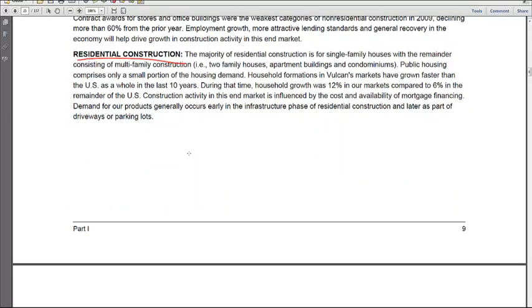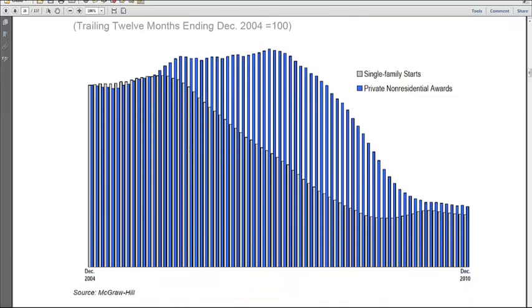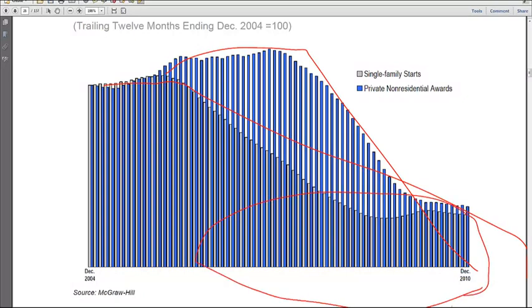And how those businesses have been doing are summarized in a little chart here. Here are single-family homes, and here are non-residential buildings. And as you can see, it's been a tough couple years after the financial crisis with the recession in the US. So their customers are struggling, which means that their business is going to be struggling as well.